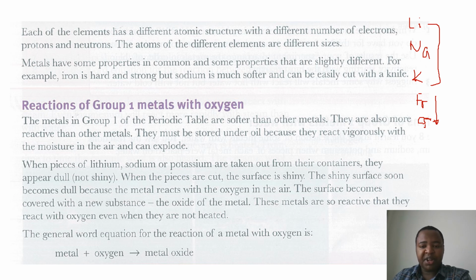Now, because of their reactivity with oxygen, group 1 metals are usually stored under oil. You may find that we have this in the lab, but these metals must be stored under oil because of their reactivity. They can easily react with oxygen or moisture, and they can explode. So that tells you about the reactivity of group 1 metals.